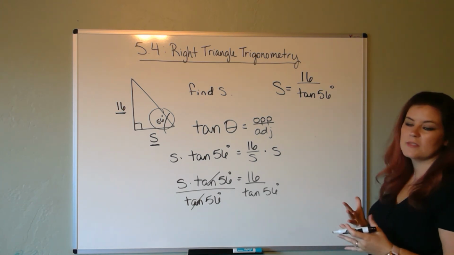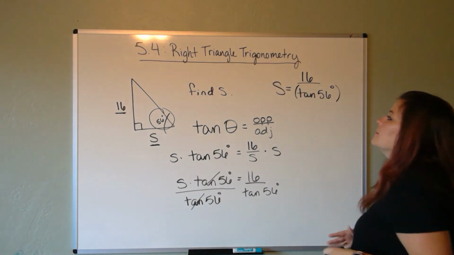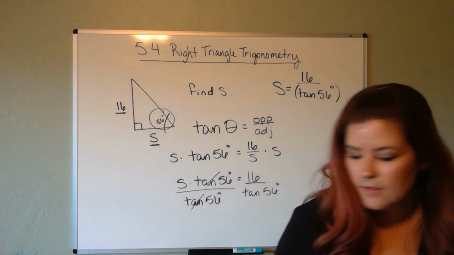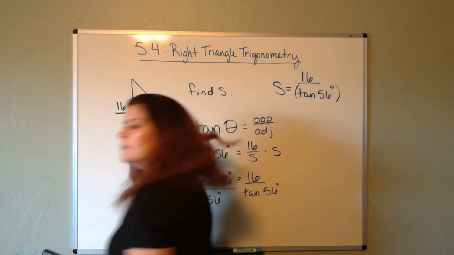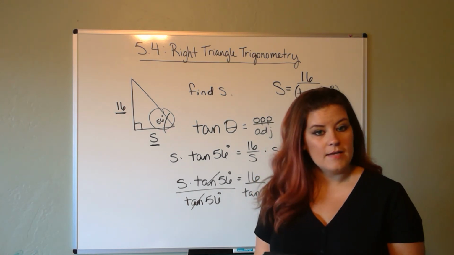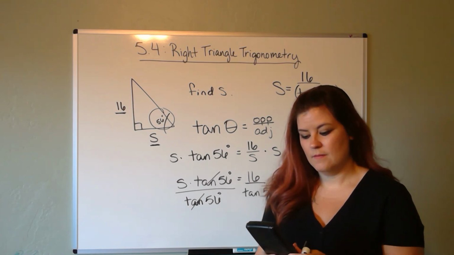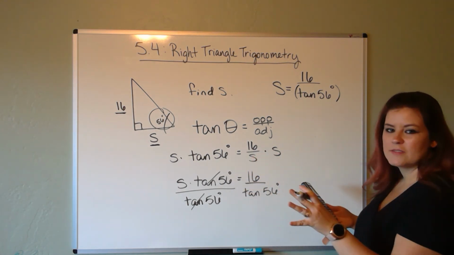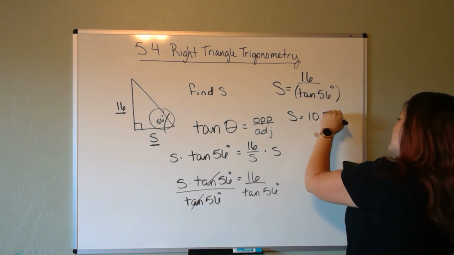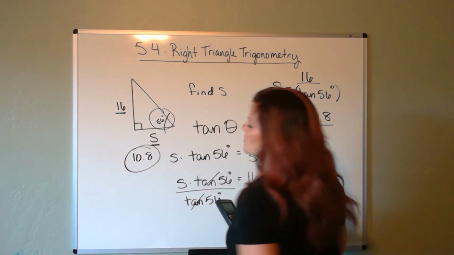You guys, as you do something like this in your calculator and you have a trig function on the bottom, be extra cautious. I like to put this in parentheses, so what I'm going to put in is 16 divided by, and then in parentheses, tangent 56. This one, I think it said round to the nearest 10th, so I will round to the nearest 10th, and what I get here is 10.8. So, side S is about 10.8, and that's the answer you're looking for.